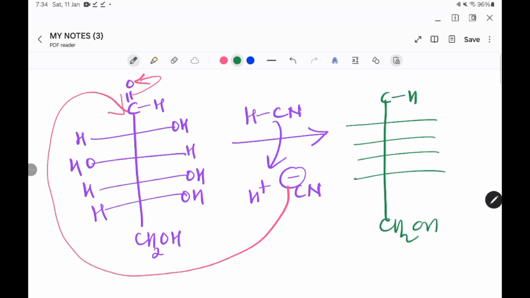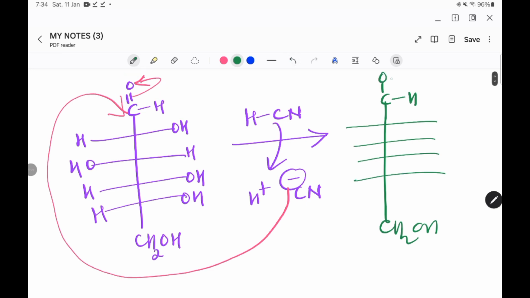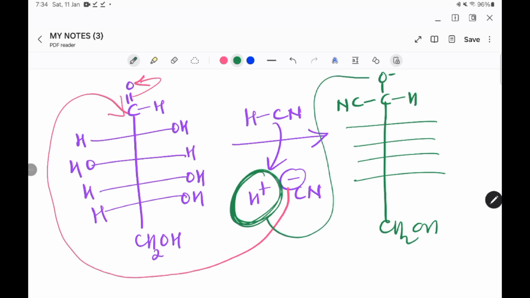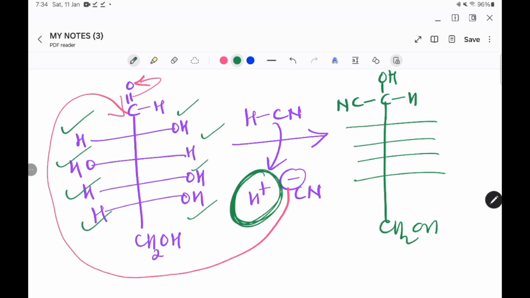It will get CH, and then this part gets converted into O-, and you have a CN attached over here. This H+ will now get attached over here, so you can just write it as H. Rest of the structure you can draw the same way as you had drawn the reactant. So it will be HOH, HOH, HOH and HOH.